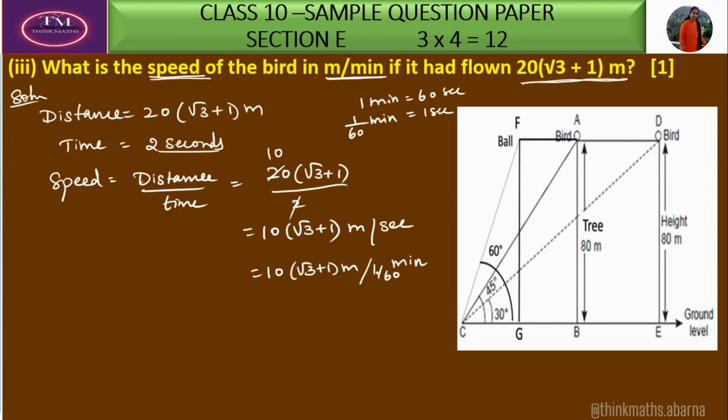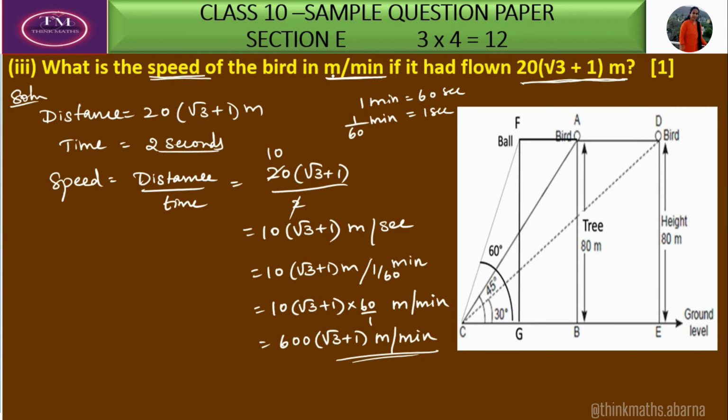As in division we have the fraction 1 by 60, when I take this to the numerator, 1 by 60 will be equal to 60 divided by 1. So meter per minute, 10 into 60 is 600. So 600 root 3 plus 1 meter per minute. So this is the solution. We just have to use this formula and convert the seconds to minutes. So it is 600 root 3 plus 1 meter per minute.